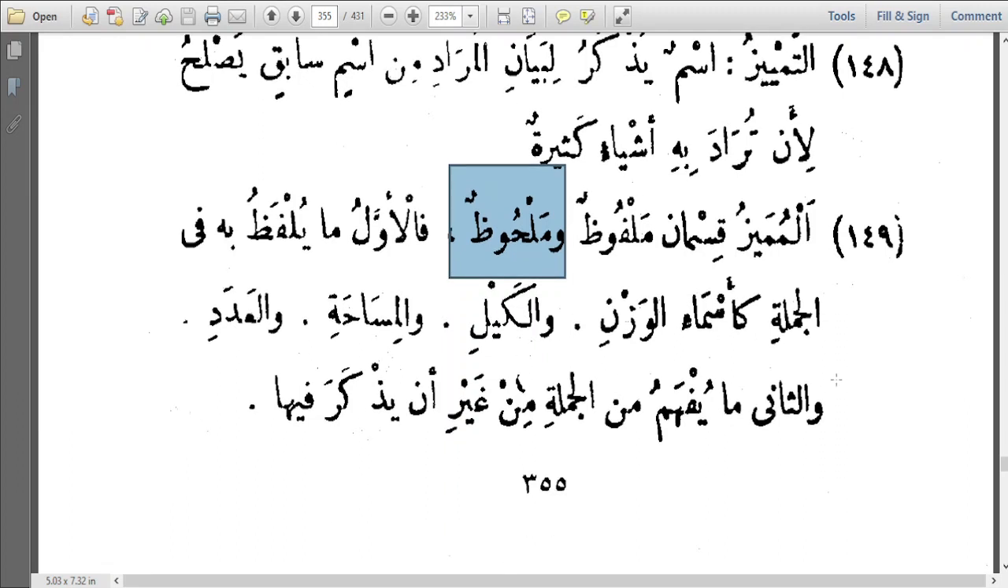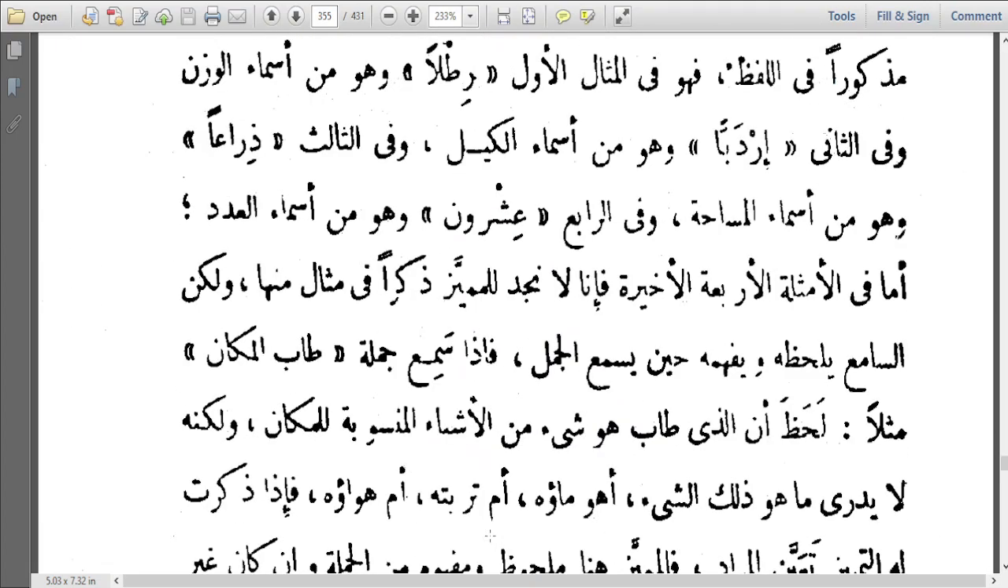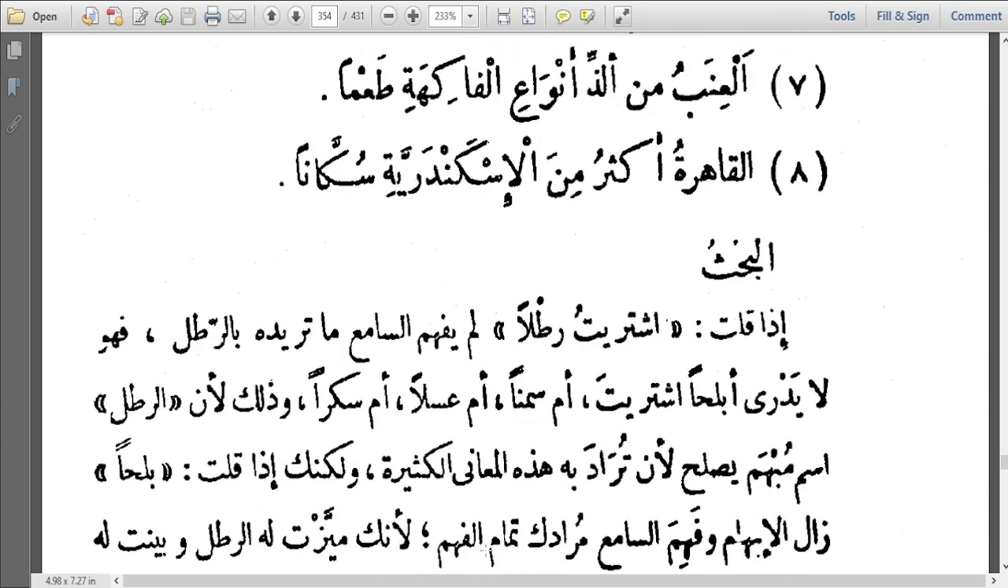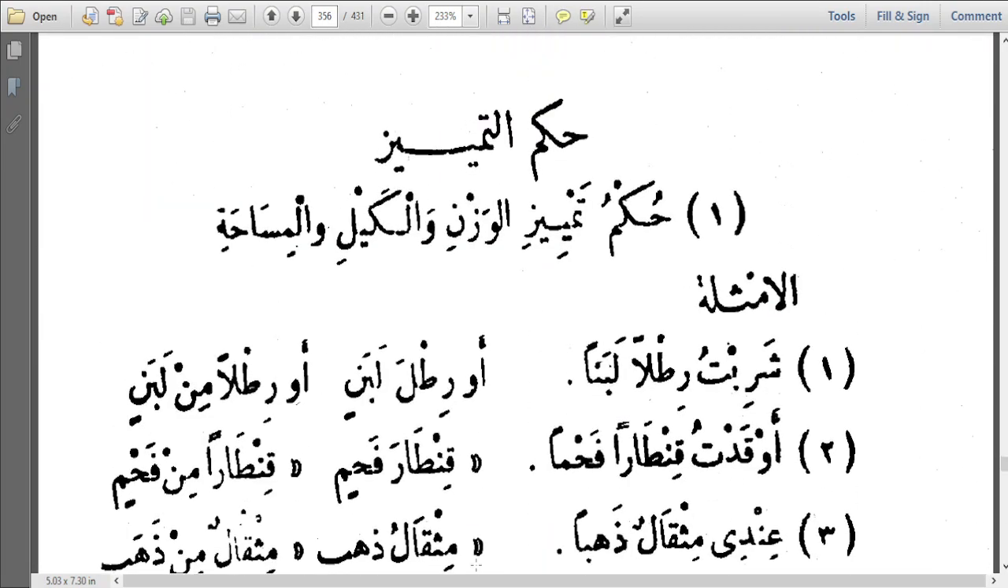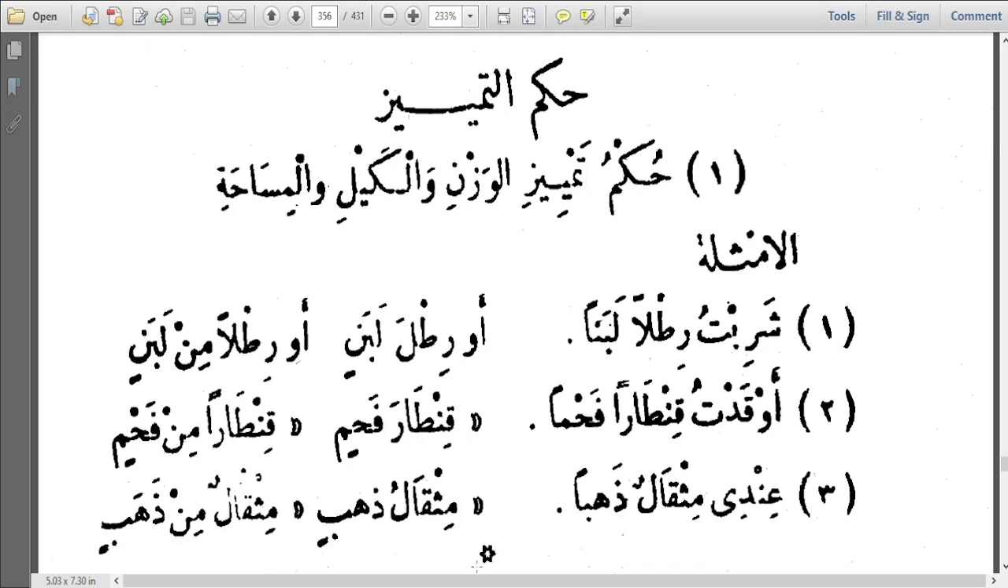It says والثاني أي المميز الملحوظ ما يفهم من الجملة من غير أن يذكر فيها, that which is not mentioned in the sentence but it is understood. I understand that this is what you are clarifying in the sentence, but it's not mentioned in the sentence. So this brings us to the end of the التمييز. Inshallah, in our last lesson, we look at حكم التمييز. You know how we do it. We look at the topic, then we look at its i'rab, how it goes, the حكم, how the rulings go. Inshallah. So we meet next on حكم التمييز.